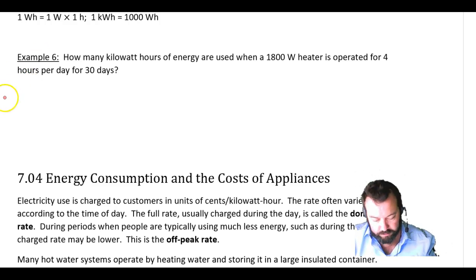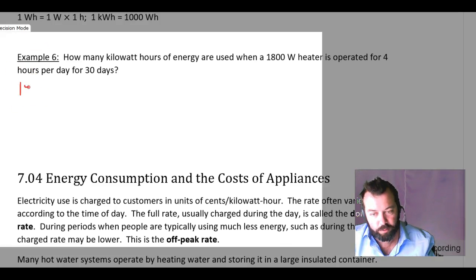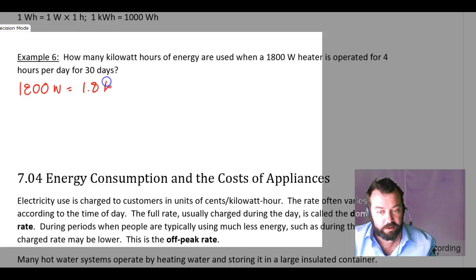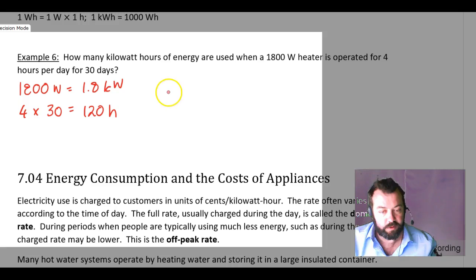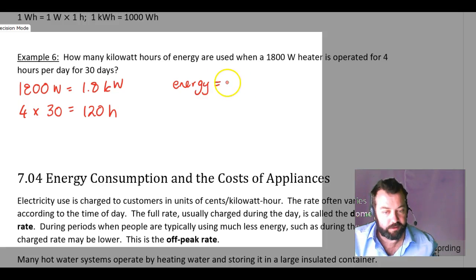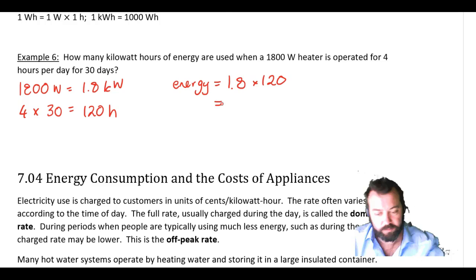So, let's write some things down here. I'm going to say that 1,800 watts is 1.8 kilowatts. Now from there, I'm going to say 4 hours per day times 30 equals 120 hours. So now I can say that my energy is 1.8 times 120 kilowatt hours. Okay, so that's going to be 216 kilowatt hours.